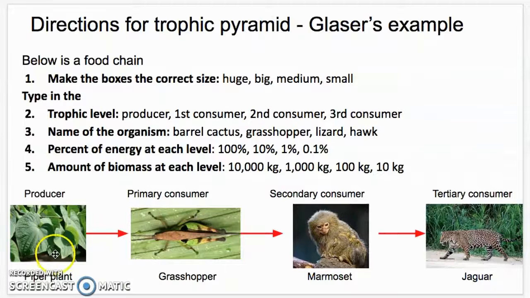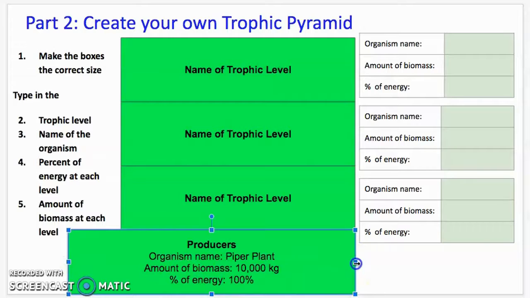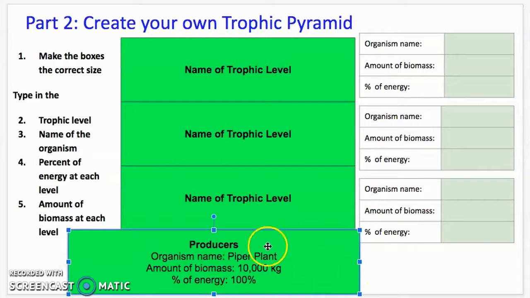So when I go back up here, my producer is the piper plant, and it is my primary energy source. Right here at the bottom, I've already gone through and renamed this. Where it said name of trophic level, I put producer. The organism's name was the piper plant. The amount of biomass was 10,000 kilograms. And for the percent of energy, we're going to start off with 100% of the energy. Remember, there has to be a lot of this baseline energy to support the ecosystem. So I'm going to make this box a little bit bigger than it even is at the beginning.